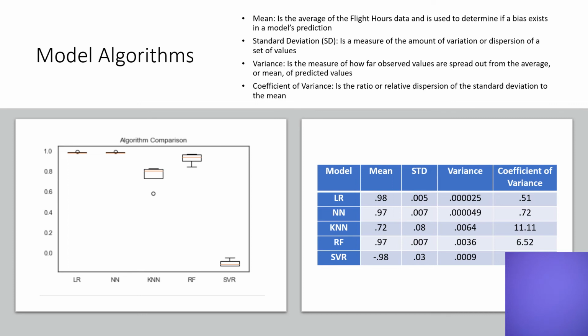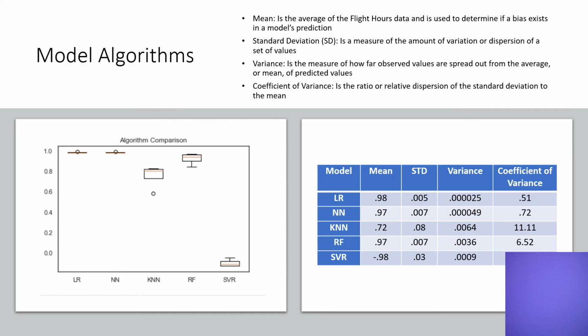The variance is the measure of how far observed values are spread out from the average, or mean, of predicted values. A high variance indicates values are further from the mean. The coefficient of variance is the ratio or relative dispersion of the standard deviation to the mean. A low coefficient is ideal for making it easier to measure accuracy. These metrics are important in determining whether the regression models are accurate or misleading.